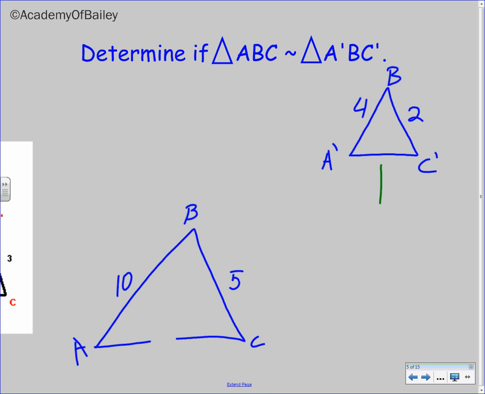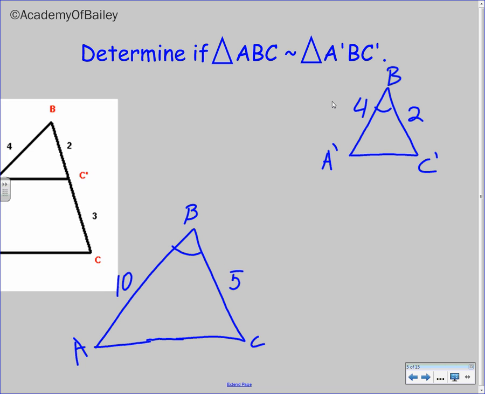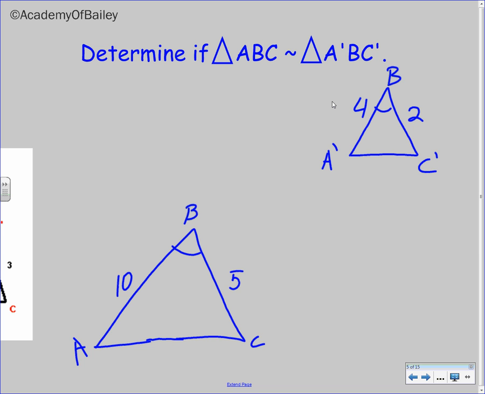Is there anything else? The reflexive property is the reason why angle B is congruent to angle B. If you notice in the original picture, isn't angle B the same in both triangles, the small one and the large one? So this is a concept that you got to start recognizing, is that sometimes they share the same part. So now determine whether they are similar.